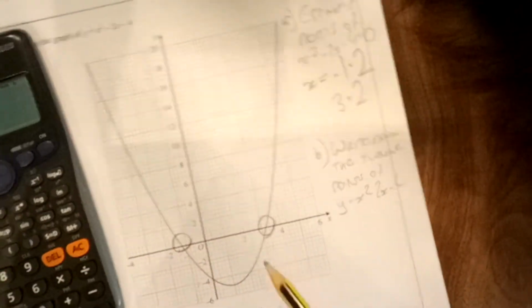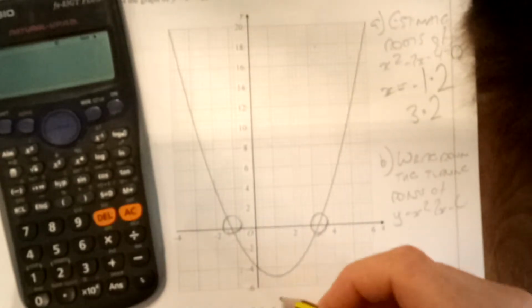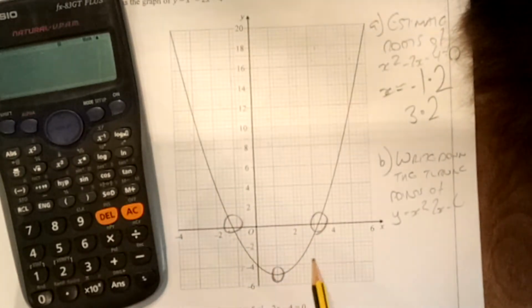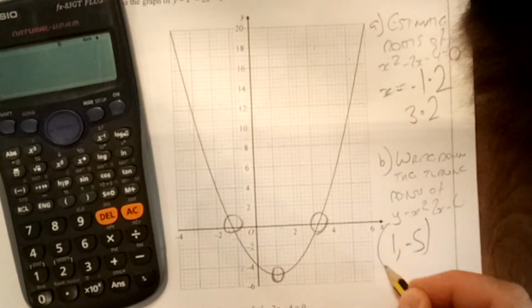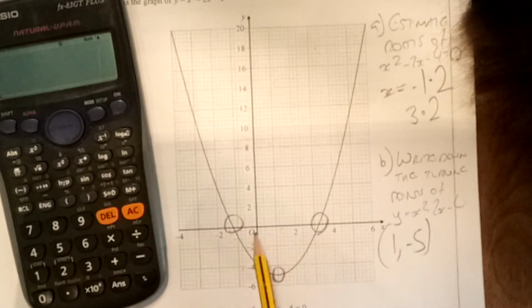Right. Write down the turning point of y. So the turning point is where this graph turns, which is going to be this point here. Now this point is 1 across, and I'm going to say it's minus 5. So 1 comma minus 5. And the reason why I reckon it's minus 5 is because these scales are different to those scales.